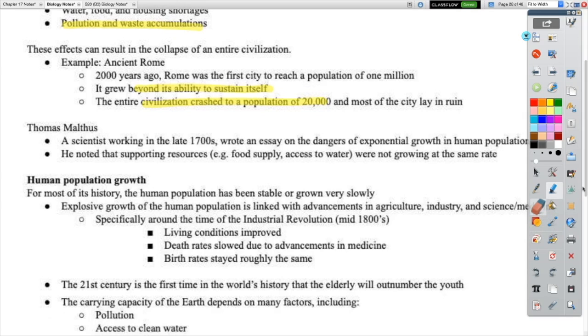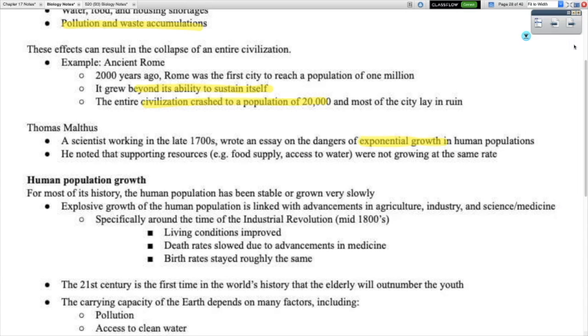Now, this is something that's been studied for a long time. This guy is often given credit for kind of being the first one to really talk about it, although there were others before and after him. So Thomas Malthus was a scientist in the 1700s, and he basically wrote about the dangers of exponential growth. So what kind of curve would that be? A J curve in human populations. And he noted that, yeah, while we were producing more food and water, we weren't producing them as quickly as we were producing new humans. And what's more, eventually they will run out, right? That at a certain point, there'll just be too many people if we continue growing at that rate.